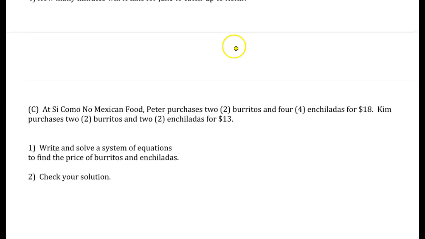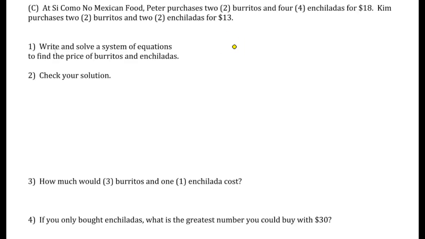Okay, so flip it over to C real fast, then I'll let you guys work. C and D are examples of the elimination method, the other method. So there's 3 methods. We did 2 of them on letter A. We'll do the third one right here. So it goes something like this. We got 2 burritos, and we got 4 enchiladas, and that costs $18. And then we got another order that's 2 more burritos, and only 2 enchiladas this time, and that costs $13.